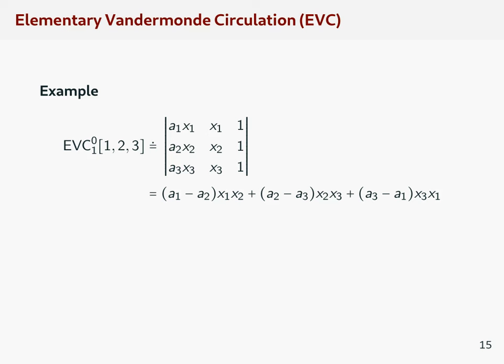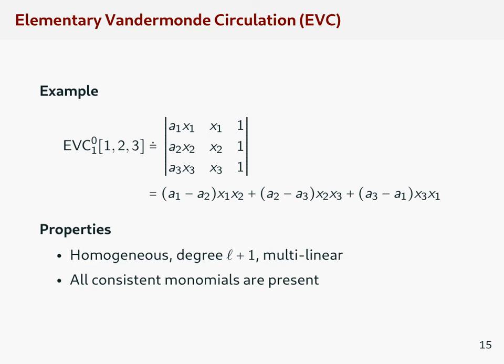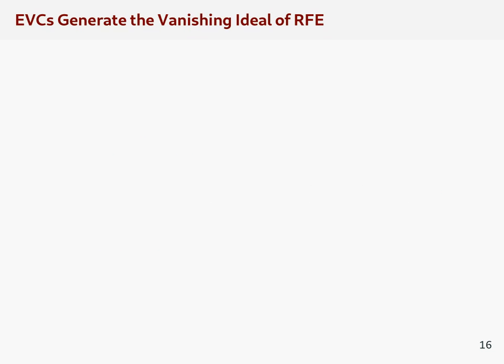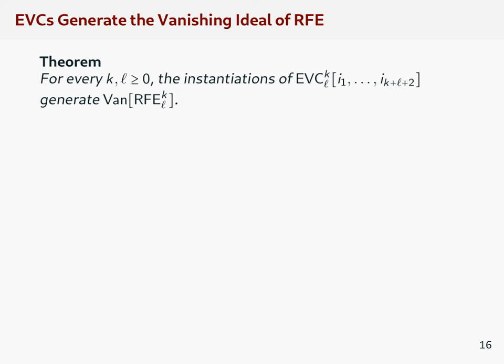It's a multilinear polynomial. Each variable appears with degree at most 1. And every monomial that's consistent with that description in x1, x2, and x3 appears with a non-zero coefficient in this polynomial. So these properties hold in general. EVC is homogeneous of degree l plus 1, and it's multilinear. And every monomial that's consistent with that description in the relevant variables is present with a non-zero coefficient. So the EVCs do generate the vanishing ideal of RFE. This is a theorem.